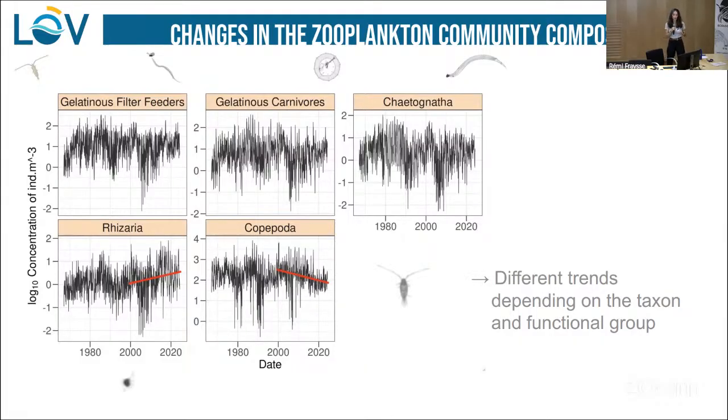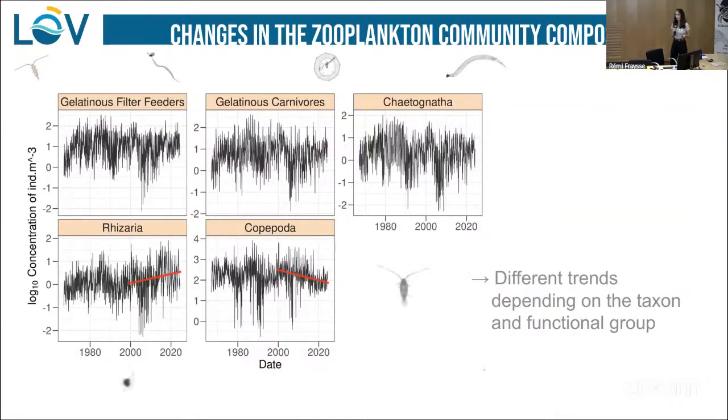And as you can see from the breaking point of 1999, I did not observe a significant monotonous trend in the 3 gelatinous groups, but I observed a significant increase in the Rhizaria concentration and a significant decrease in the copepods concentration. And the copepods are very abundant, and their dynamic is pretty much the same as the whole community, so it's quite consistent to observe the same signal. So we see that we have different trends depending on the taxon and functional group.